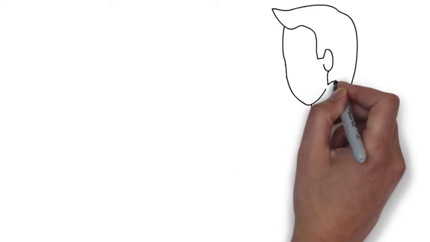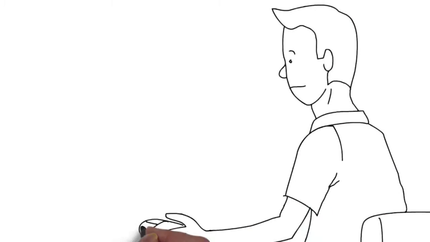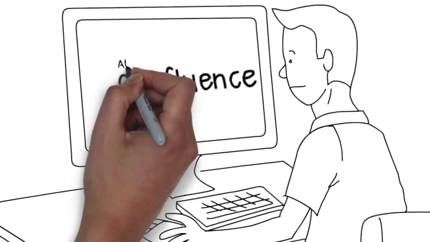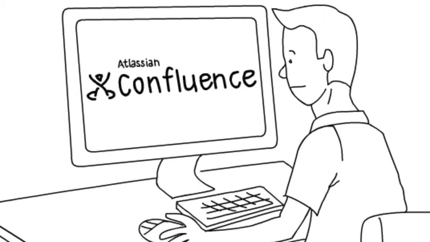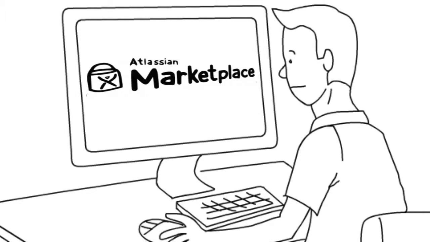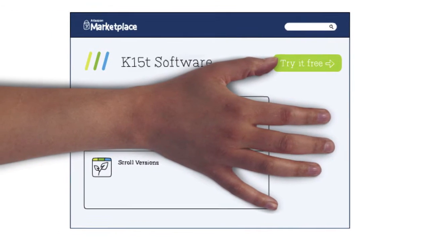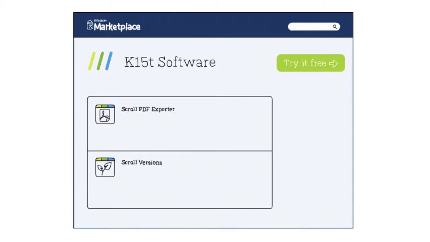We were already using Confluence, and I thought, wouldn't it be great if I could use it even more? And then, I bet I can use Confluence to manage the whole technical documentation lifecycle. So I went on the Atlassian marketplace and installed the free trial version of Scroll Add-ons, including Versions and PDF Exporter. I didn't tell anybody, just wanted to see how it works.